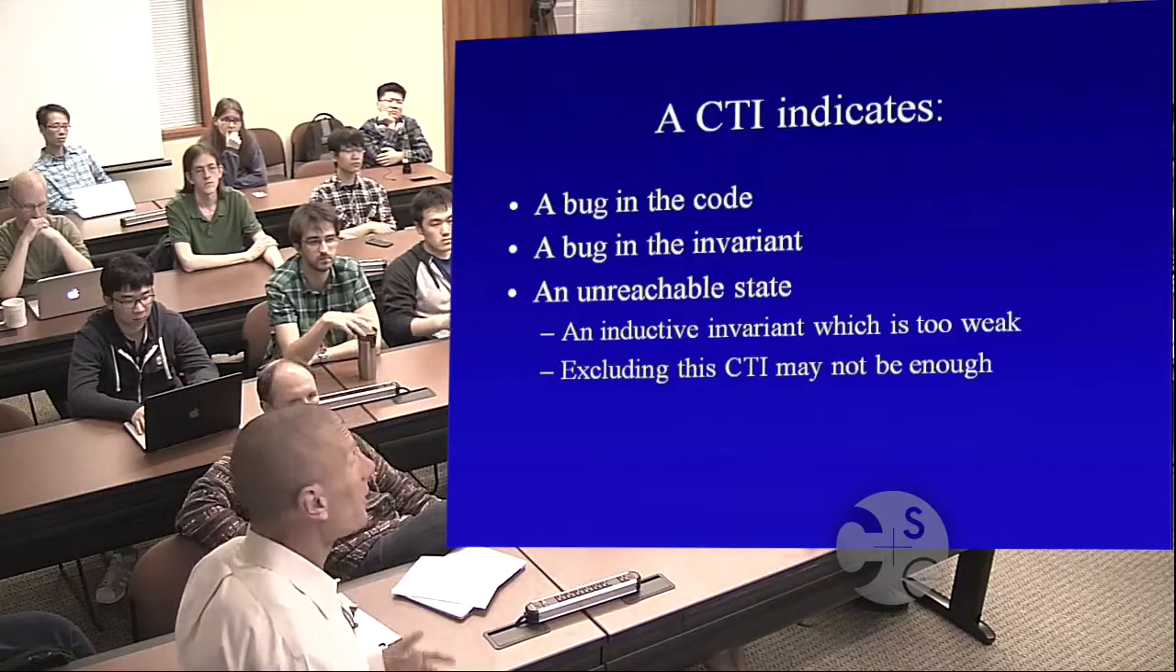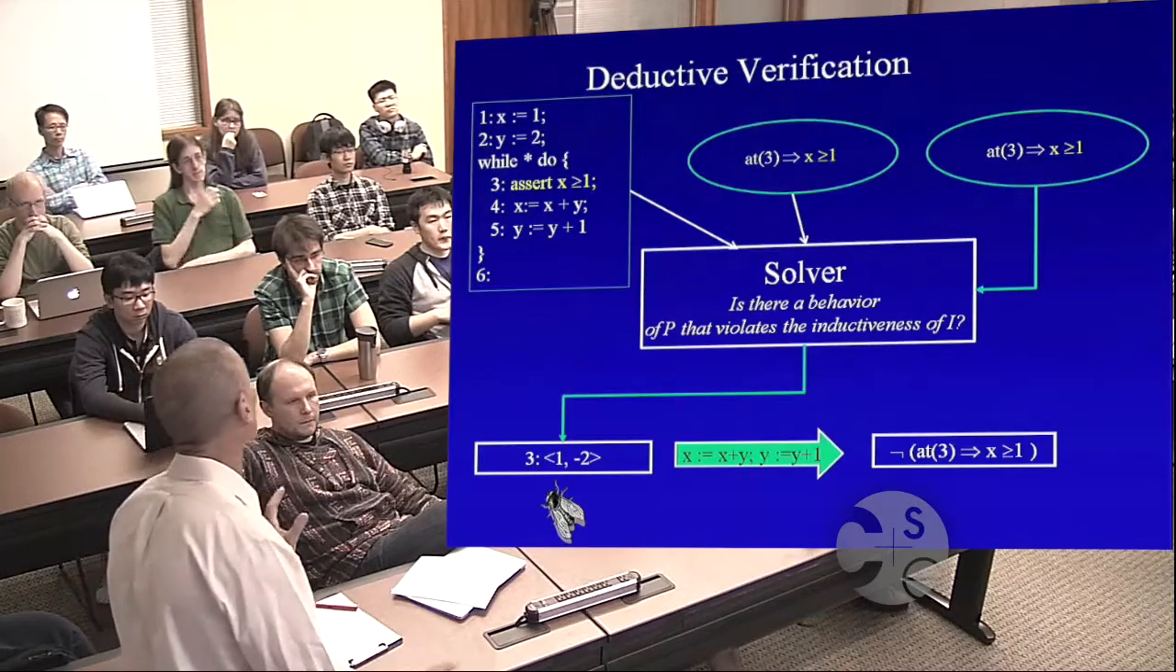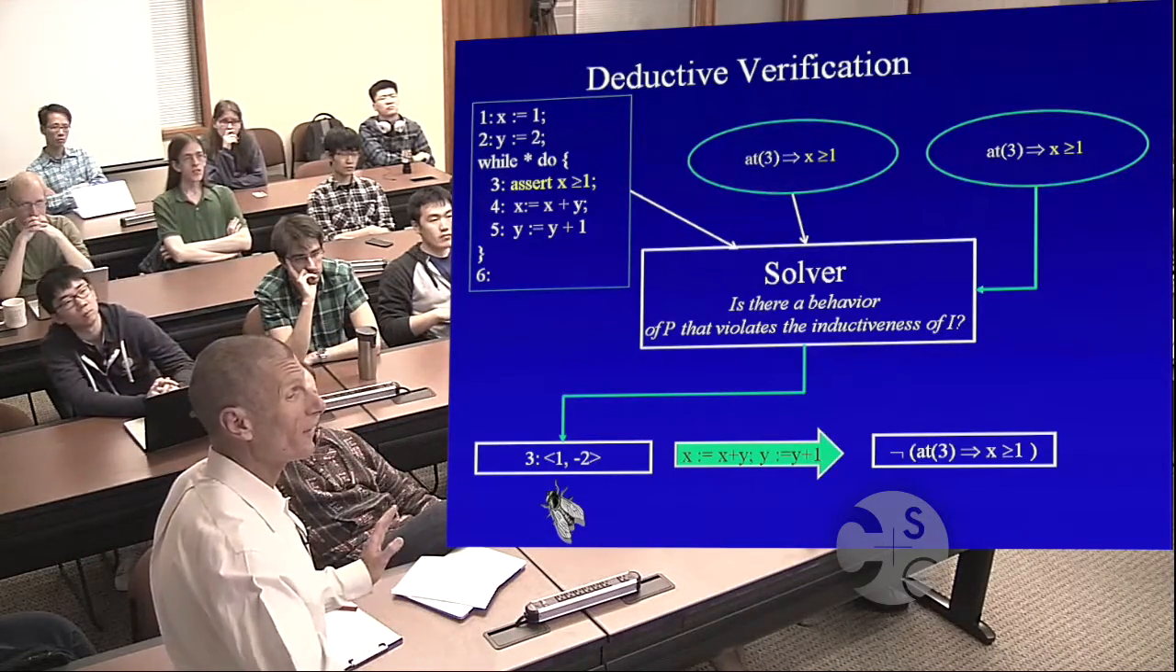And you can exclude this counterexample to induction, but that may not be enough, because then there's another one, and there's another one, and there's another one, and so on. Okay, so let me demonstrate it by a trivial example. So this is a program. It has no distribution. It has nothing.